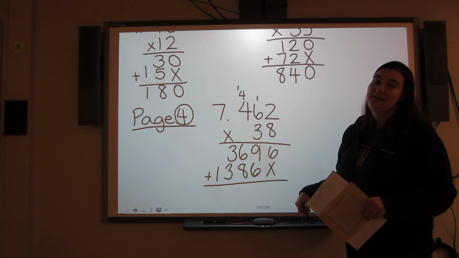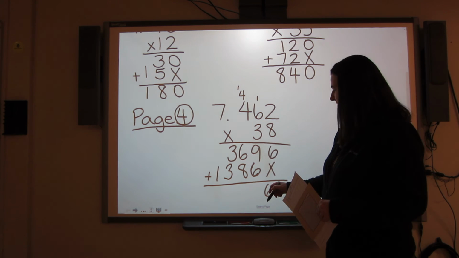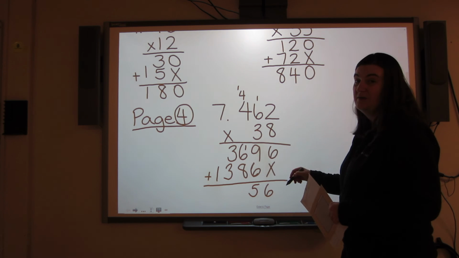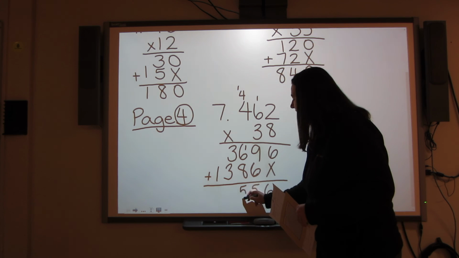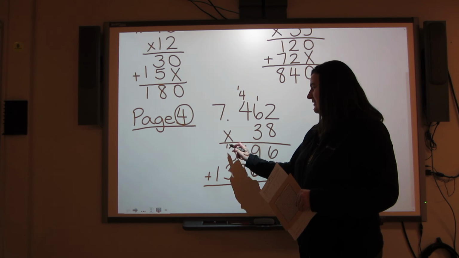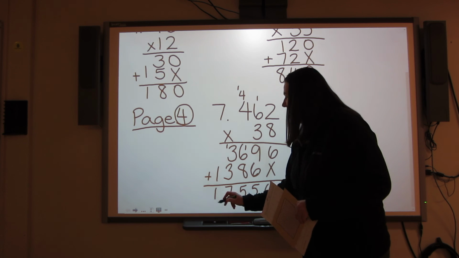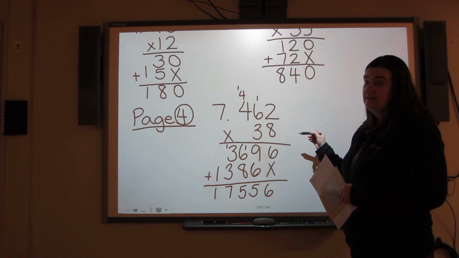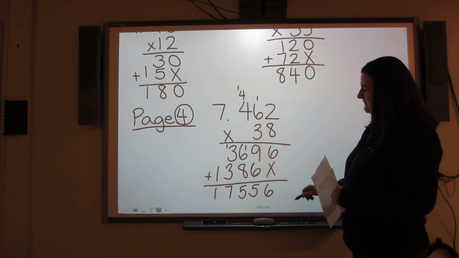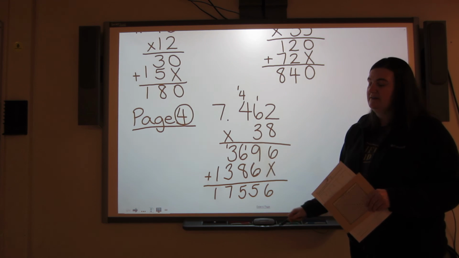All right, and then you add your lines. 6 plus nothing is 6. 9 plus 6 is 15. Carry your 1. 8 plus 6 is 14, plus the one that you carried is 15. Carry your 1. 3 plus 3 is 6, plus the one that you carried is 7, and 1 plus nothing is 1. So 462 times 38 is 17,556. There are no decimals in my question, so there will be no decimals in my answer.